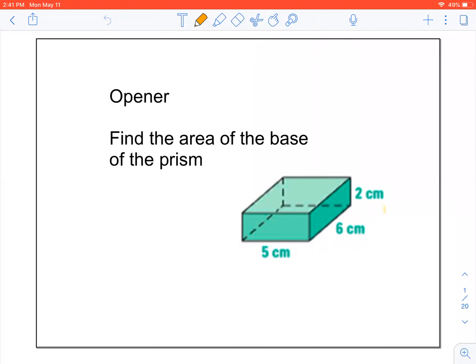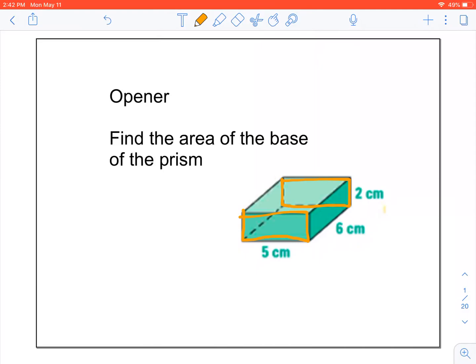Taking a look at your opener here today, it says find the area of the base of the prism. This goes back to what we talked about in 12.1, which was how do you identify the base? In a prism, your base is the non-rectangles. Well, in this case, they're all rectangles, but you actually have the option here. Your bases are going to be parallel, congruent polygons. So in this case, you could look at the front and the back to be your bases. These two rectangles are parallel to each other and congruent to each other.